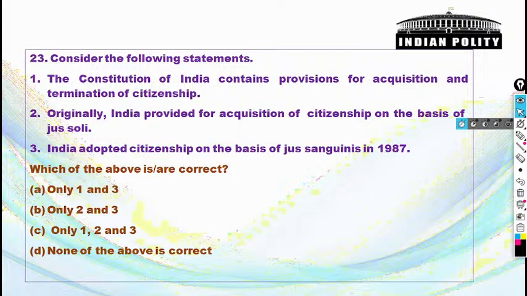Consider the following statements. The Constitution of India contains provision for acquisition and termination of citizenship. No, it is not mentioned. It is mentioned under the Citizenship Act 1955.